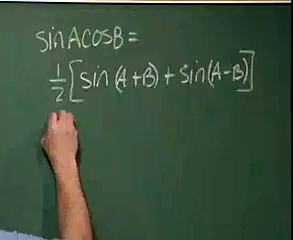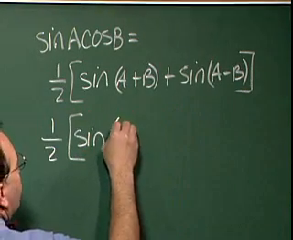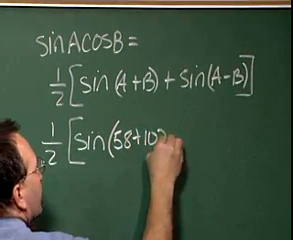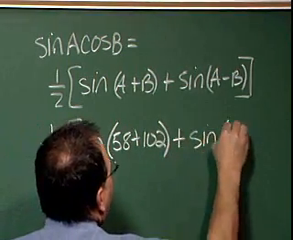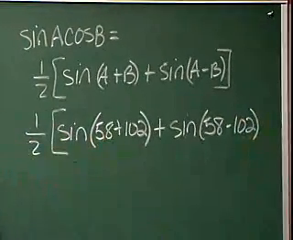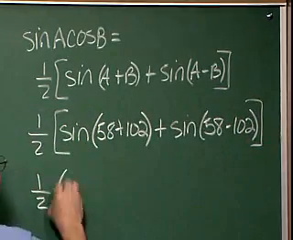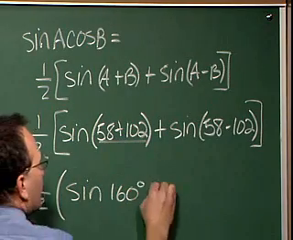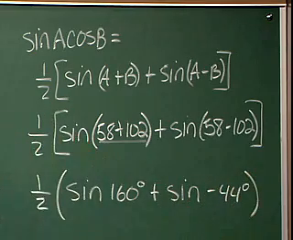So we have 1/2 the sine of 58 degrees plus 102 degrees plus the sine of 58 degrees minus 102 degrees. That's equal to 1/2 the sine of 160 degrees plus the sine of negative 44 degrees.